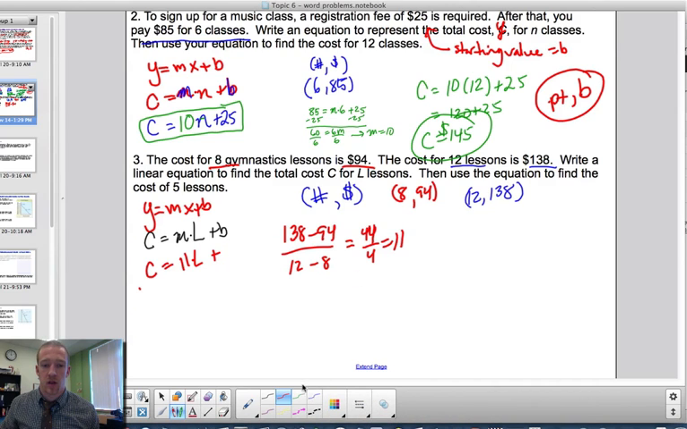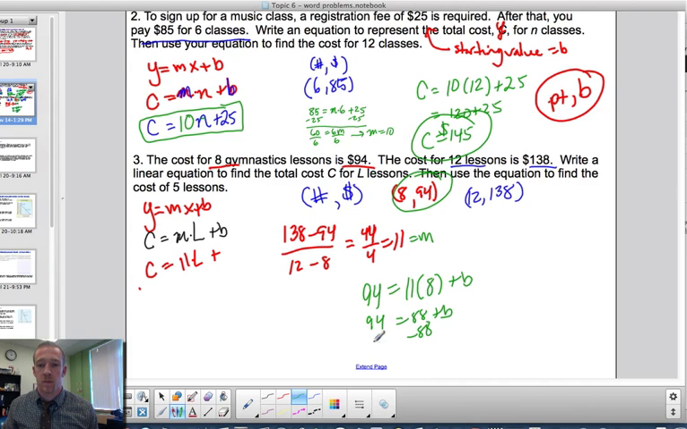Now we plug in our values that they give. Doesn't matter, I'm going to use this point. Could use either point. So I have 94 is my cost equals the slope 11 times the number of classes plus the y-intercept. So 94 equals 88 plus b, and that means 6 equals b. So this is our function. The cost is 11 times the number of classes or lessons plus 6.